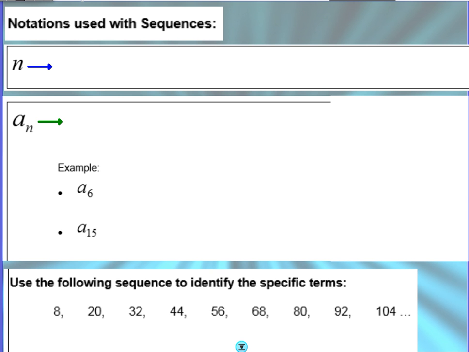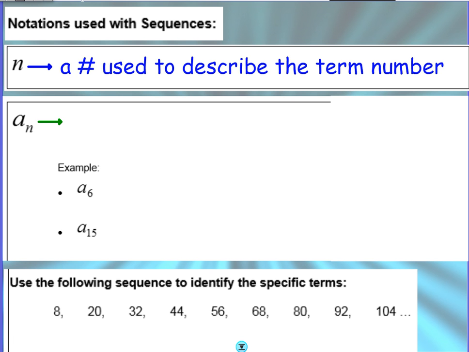Please have your worksheet out and ready to go, where you're going to take some notes, and then we will get into the recursive formula. So there are some special notations that we are going to use with sequences for the rest of this unit, so we need to become familiar with some of these terms. This lowercase n here is going to represent a number used to describe the term number. And this will make more sense as we go over the next few symbols.